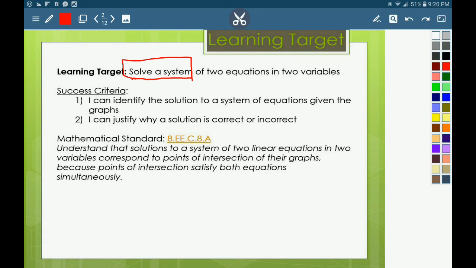So our success criteria today is going to be to identify the solution to a system of equations given the graphs. Okay, so just being able to tell me if something is a solution to a system, and we're going to be able to justify whether that solution is actually with that certain system. Justifying means showing the work that backs up why you think that is a solution to the system.